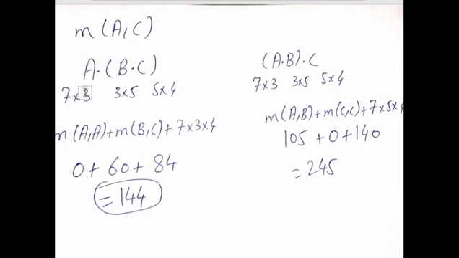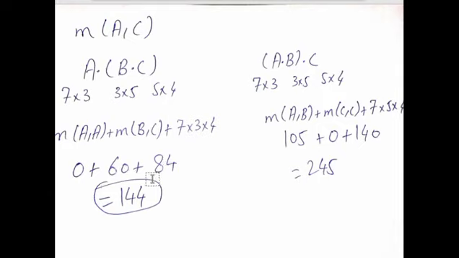So now let's get the answers. If we multiply the matrix A with A, we get 0, as the self multiplication gives us the answer 0, plus x B comma C from the first table. What was the answer we got there? That is 60. 7 into 3 is 21, 21 into 4 is 84. So when we add them, 0 plus 60 plus 84, we get 144.